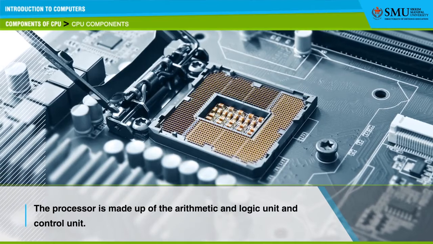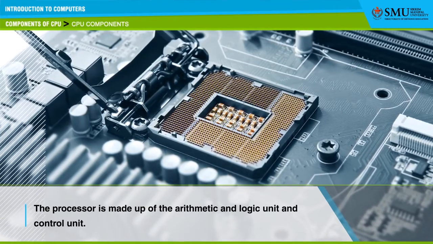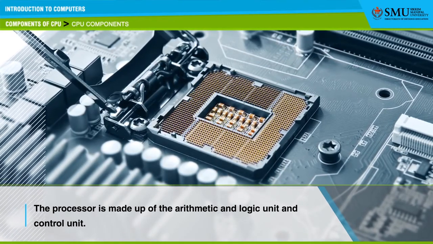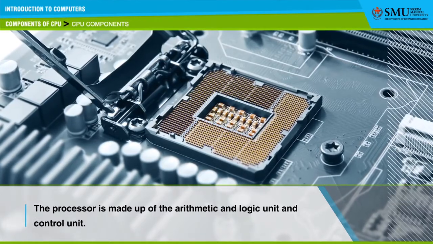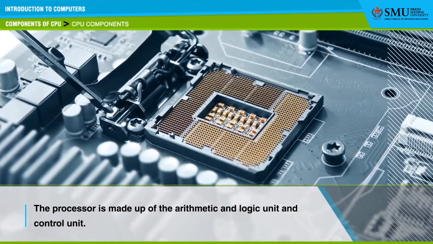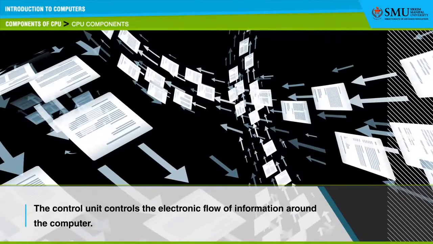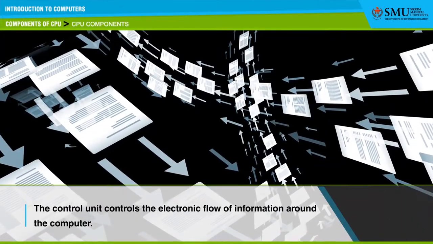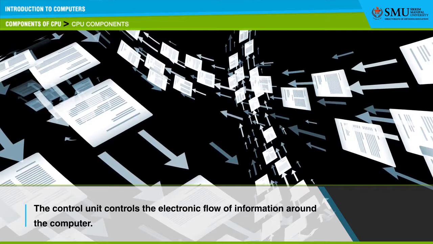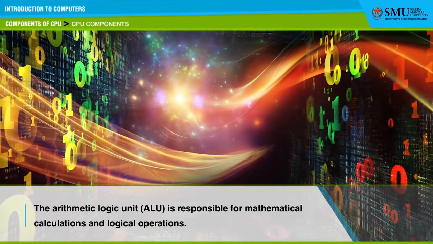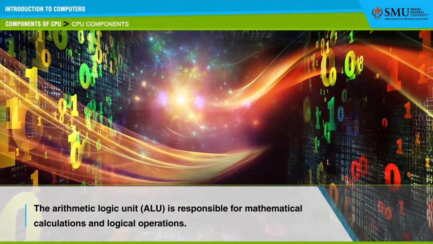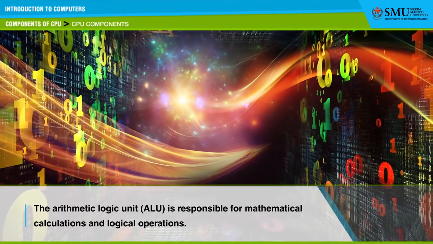Now let us look at its components. The processor is made up of many components. They are the arithmetic and logic unit and the control unit. The control unit controls the electronic flow of information around the computer. The arithmetic logic unit, also known as ALU, is responsible for mathematical calculations and logical operations.